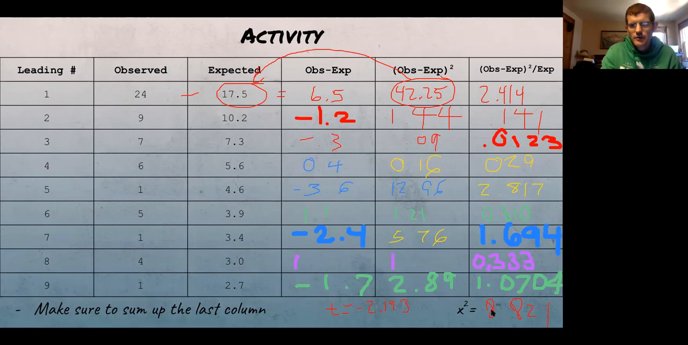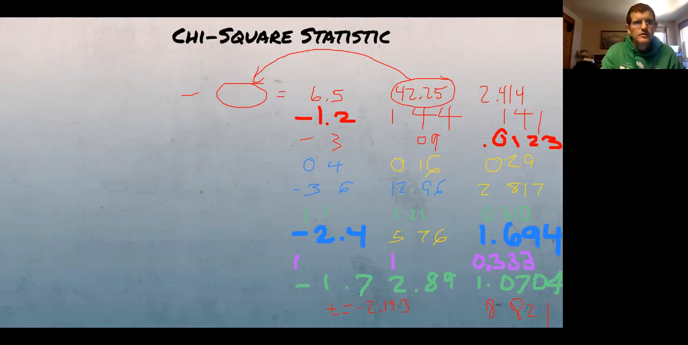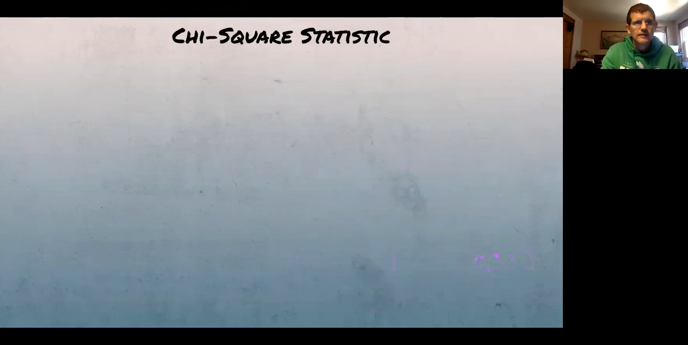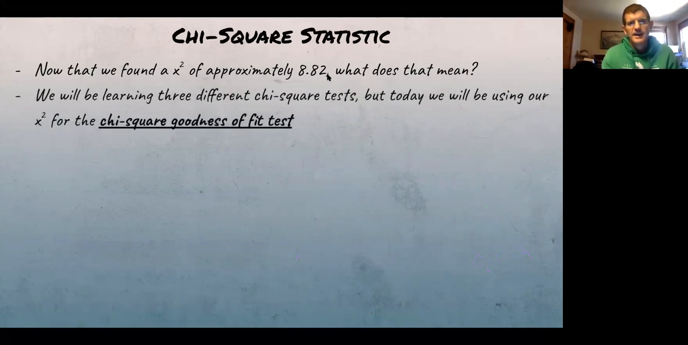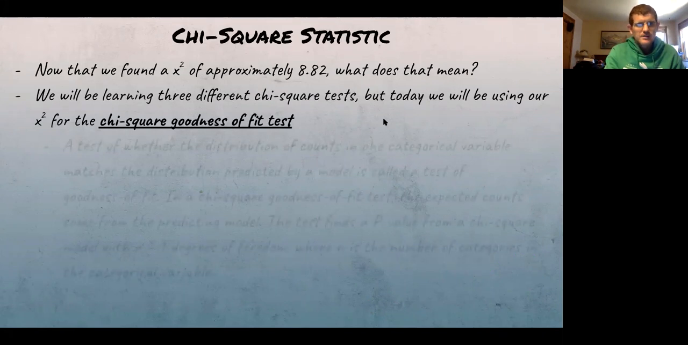We have this 8.82, and in fact, on the next page, we'll have that number. So there it is, 8.82. We did do it correctly. That's approximately what our chi-square statistic is. So what does that mean? We're going to have 3 different chi-square tests, and today we're going to be using the chi-square goodness of fit test. Before we can answer exactly what this 8.82 is, we're going to go through a few more things, and then we'll put together what that means.